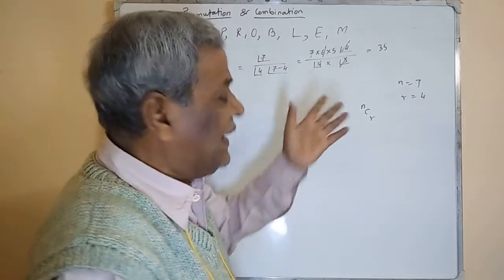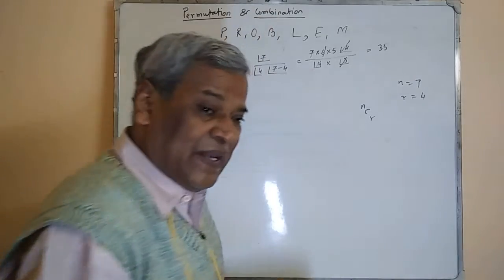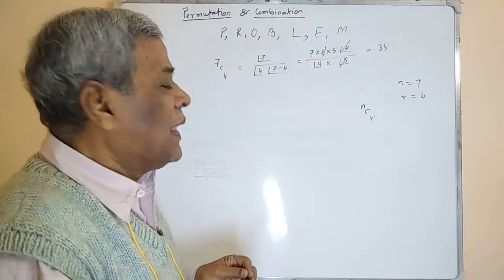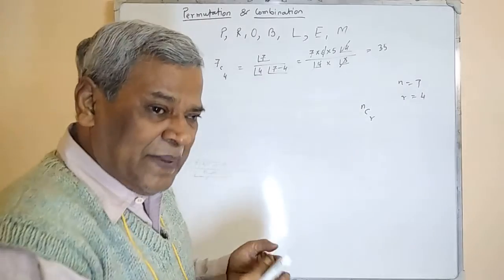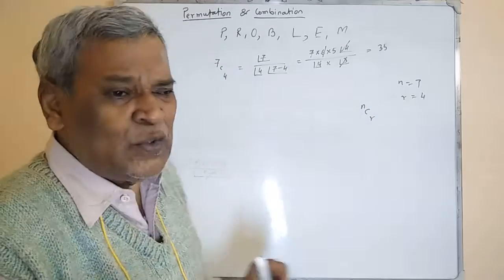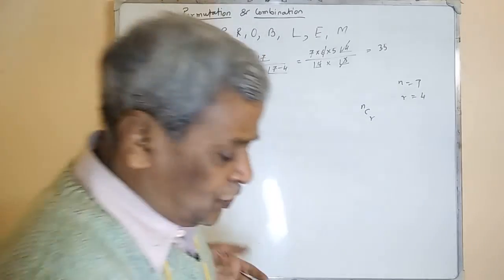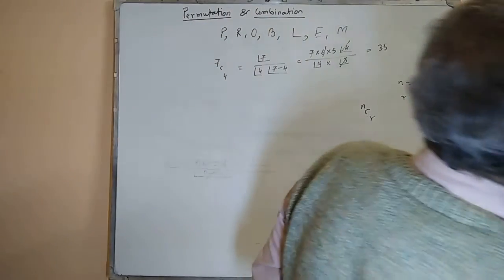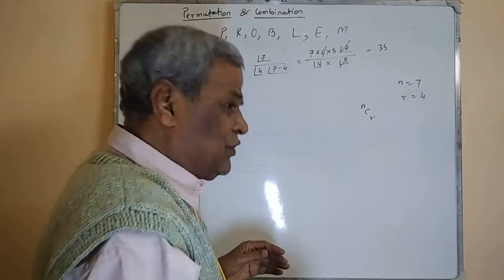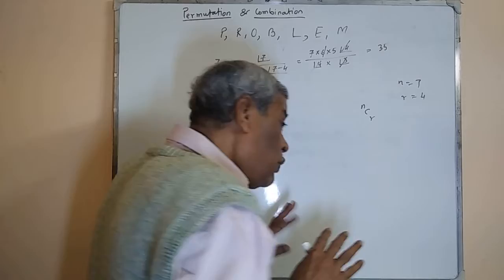Now actually I take a few examples, 2 or 3 examples. They are very simple applications of permutation and combination. And in competitive exams, most of the time problems will not be so simple. There will be some restricted permutation or restricted combination. Now let us see what is restricted permutation or restricted combination.